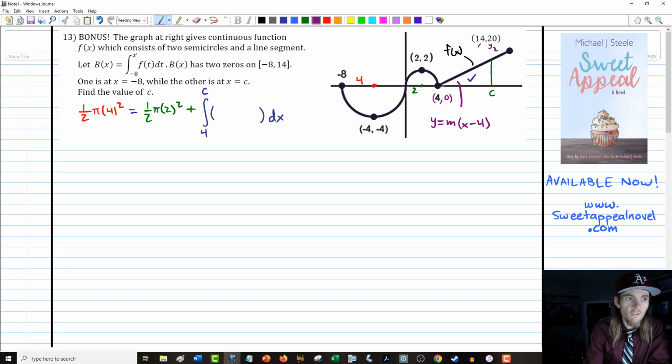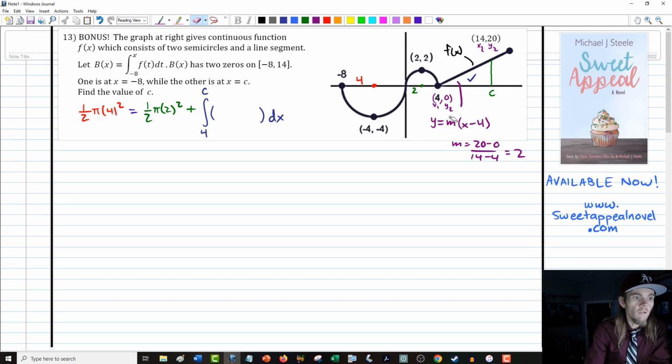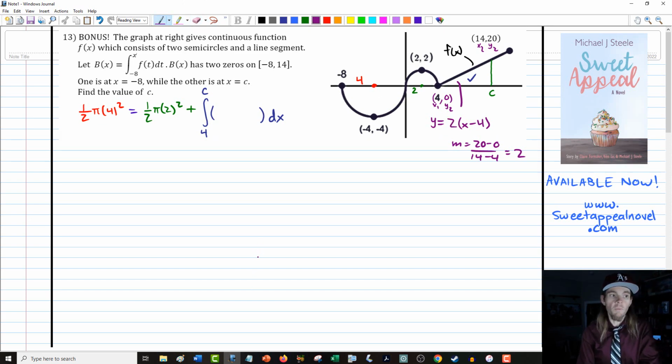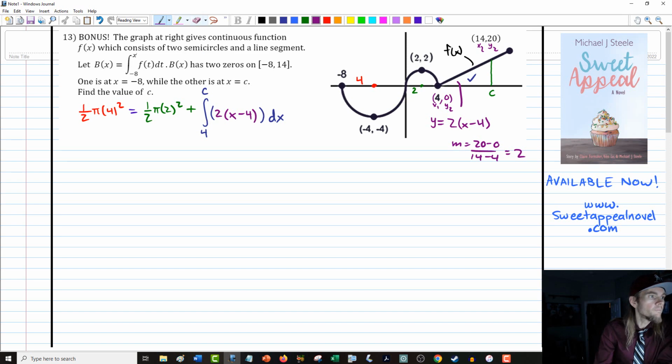Second, we need to find the slope, but we can calculate it with a classic slope calculation using these two points. That would give us a slope of (20 minus 0) over (14 minus 4), which is, of course, 20 over 10, or 2. So the equation we're looking for is 2 times (x minus 4).